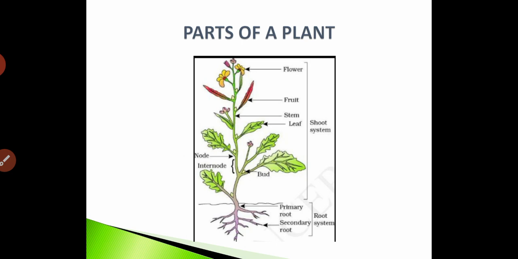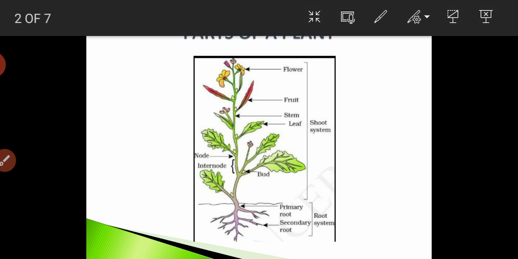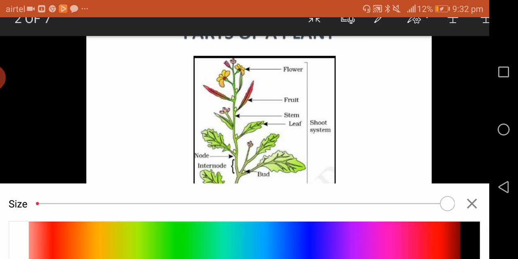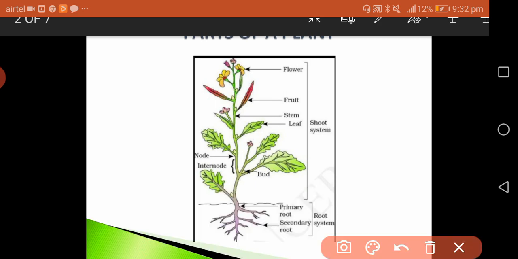You can see the part of the plant which is above the ground is known as the shoot, and the part of the plant which is below the ground is known as the root. So which part is below the ground? This is the part which is below the ground. It is known as the root system. And this is the part which is above the ground. It is known as the shoot system.